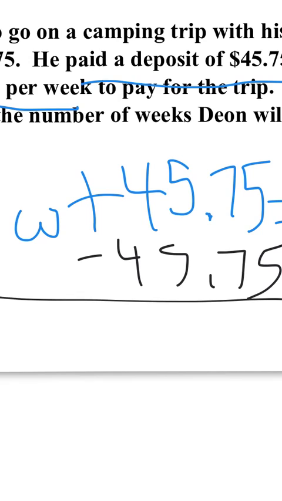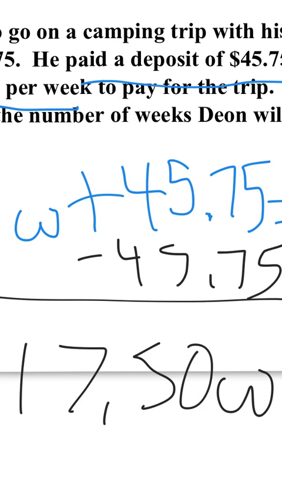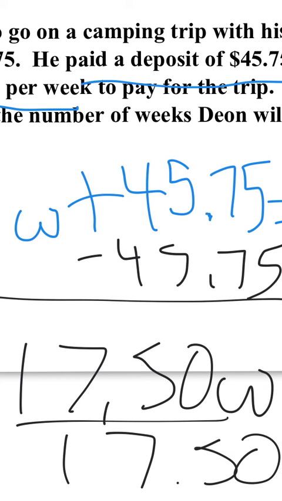So now we have the $17.50 per week, and we need to divide that into the leftover money that he has to pay out. So we go 140 divided by $17.50, and that gives us 8 weeks. So w equals 8 weeks. So in other words, he will have 8 weeks to save up the last $140.